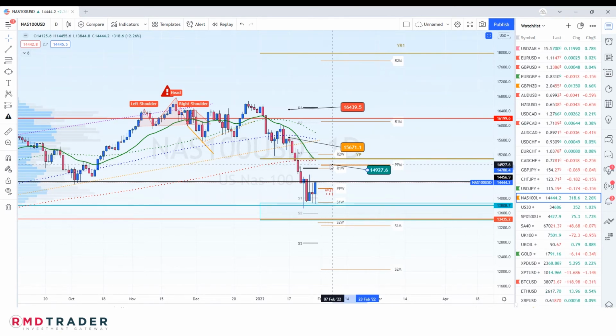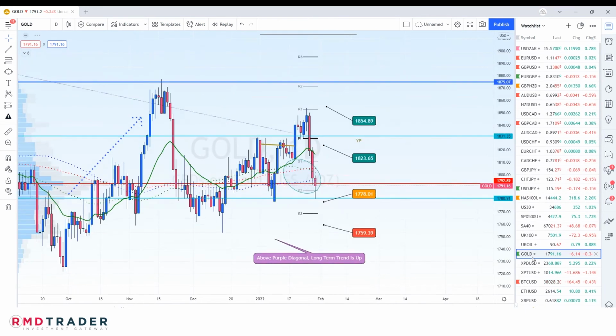So I'm expecting a pullback towards this area at about 14,950 to 15,000. So definitely be on the lookout for a test of this level. If it gets rejected, we'll probably have further continuation down, although it's possible that we can just get a V type recovery and we see price move higher. But for now, I think we will have a test of that area.